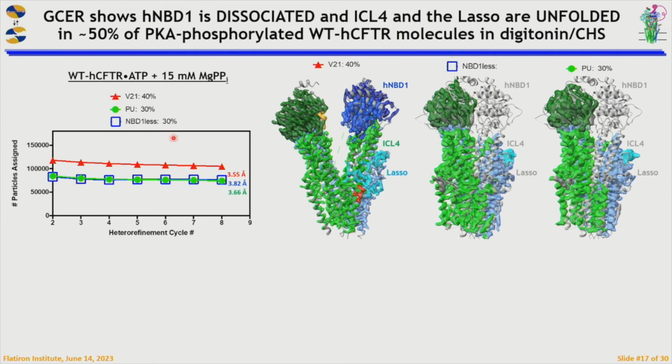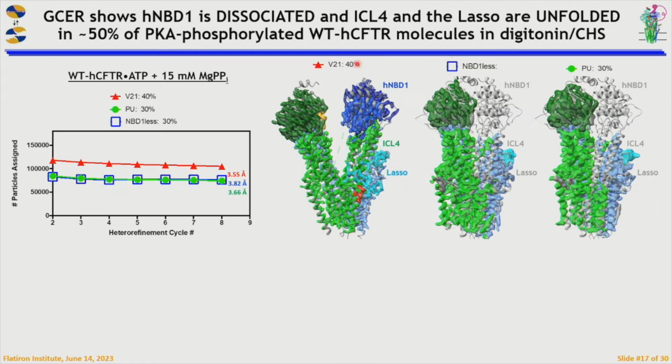This is an example of a global conformational ensemble reconstruction. This is wild-type CFTR. This protein is absolutely wild-type CFTR. It has a couple extra residues at each terminus. Other than that, it's absolutely wild-type CFTR. This is our global conformational ensemble reconstruction. We have 3 conformations. They're very stable through the classification process.